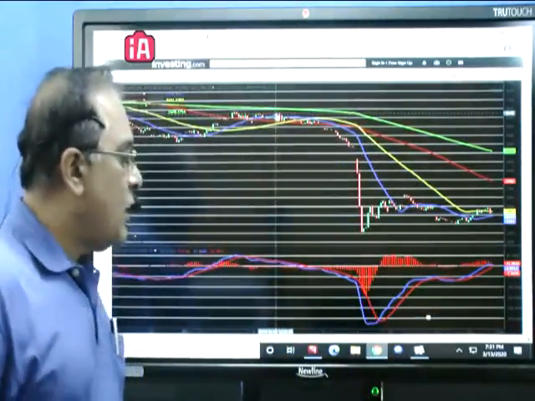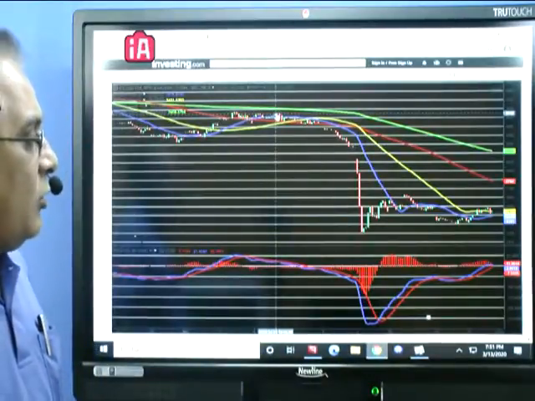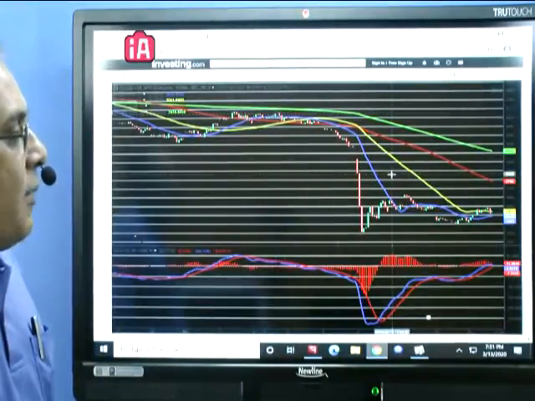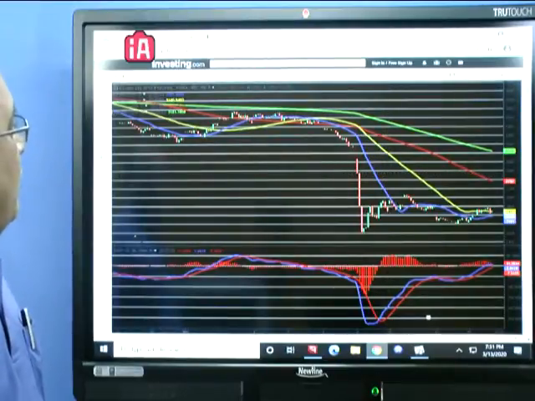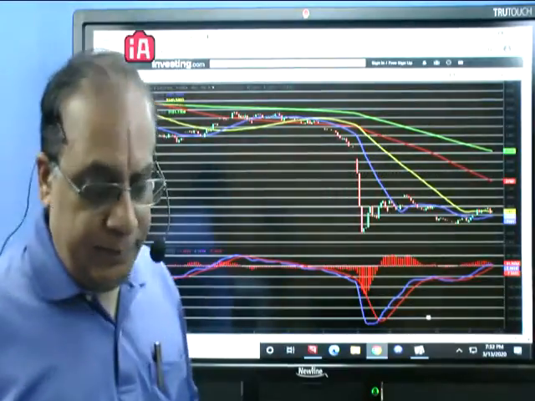So let's look at what's happening with respect to copper, and then we'll come back to these charts again to make a review of it. So right now we'll look at the copper futures in India.